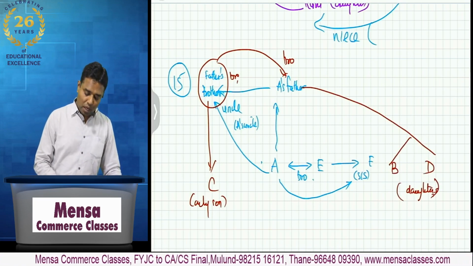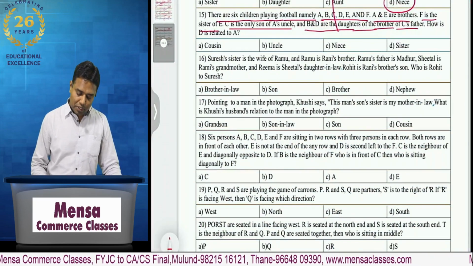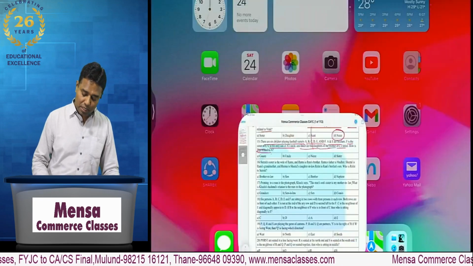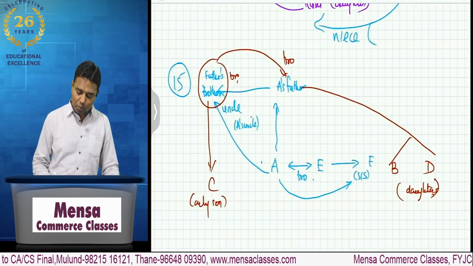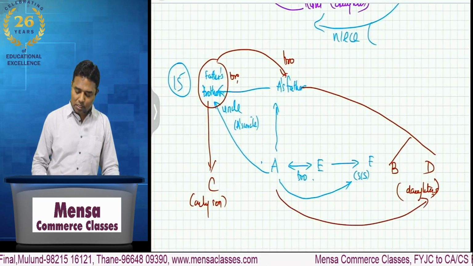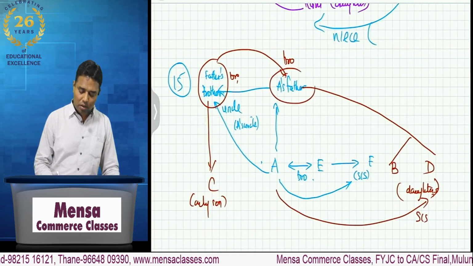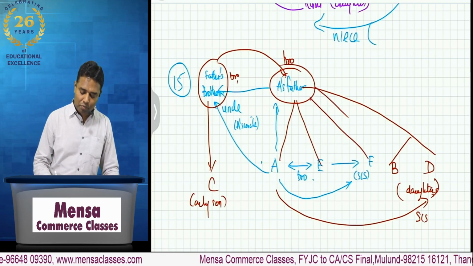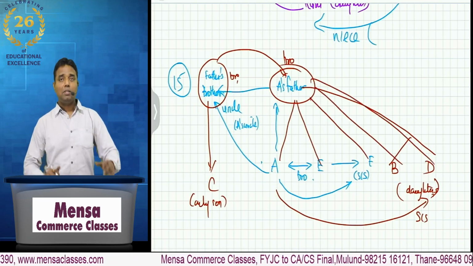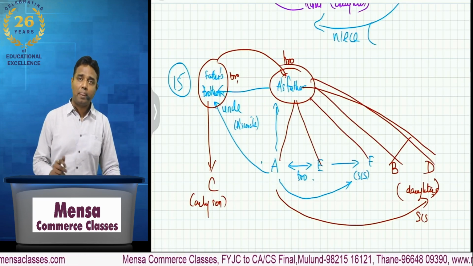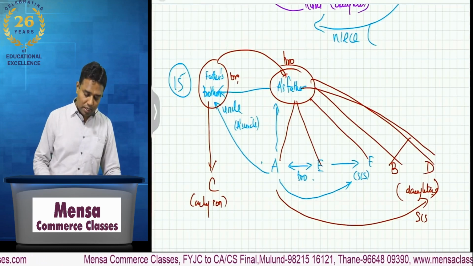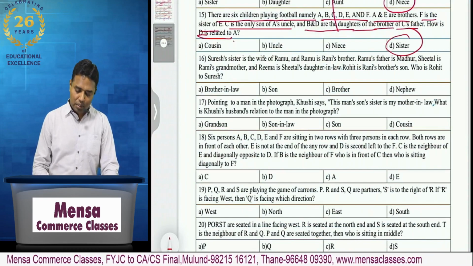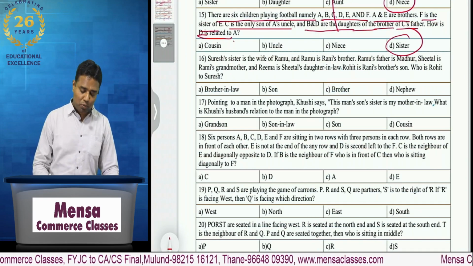Fine. Now what does the question ask? The question says, how is D related to A? Very obviously sister, because they all belong to the same father. This father has A, E, F, B, D. So there are 5 children the father has. Right? So answer is sister. Let us mark the option. That is option number D. That is sister. Let's move on to the next one.